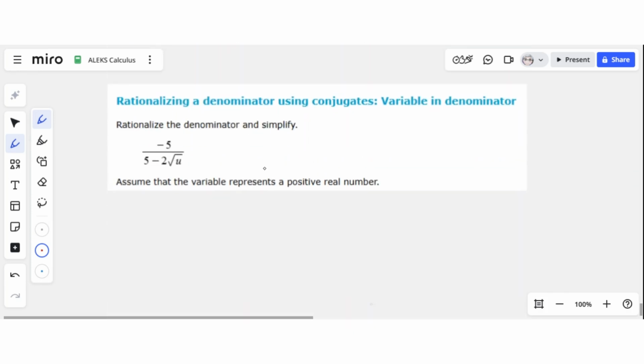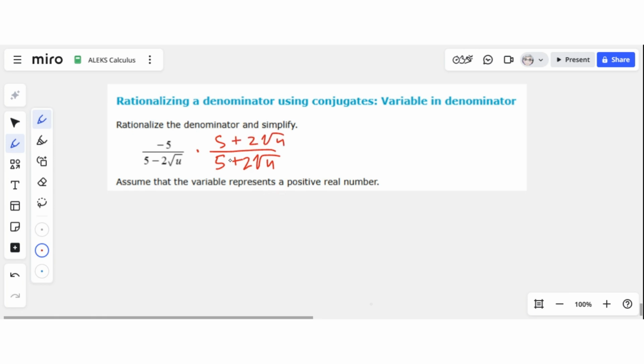All right, so similar kind of situation. We've got a radical sign in the denominator. So what we want to do is multiply by the conjugate of the denominator over itself. So the conjugate here is 5 plus 2 times the square root of u. And so we'll multiply that by that on the top. Whoops, 2 times the square root of u.